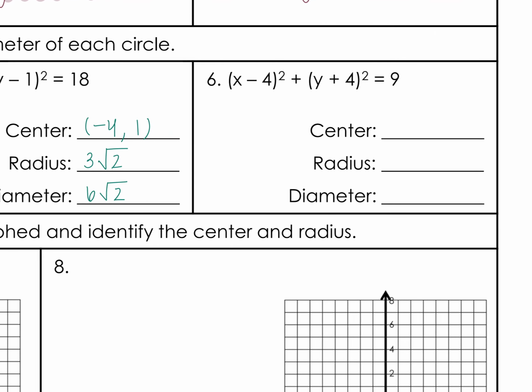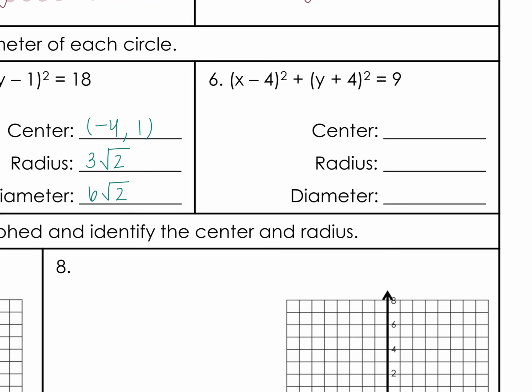All right, and moving into the last one here, we have x minus 4 squared plus y plus 4 squared is equal to 9. So my center is going to be a +4, -4. My radius, I'm taking that square root of my 9 to get 3. And then that 2 times 3 to find my diameter gives me 6.